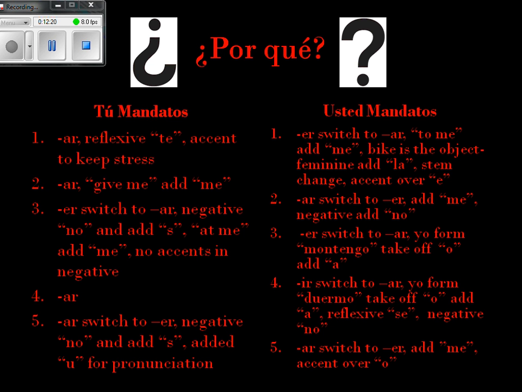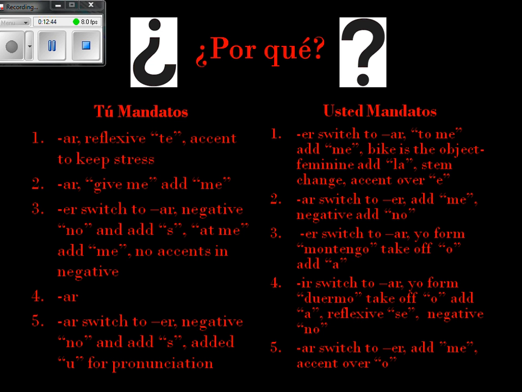For the usted mandatos, first is an ER switch to AR. It's to me, so you add the me at the end. The bike is the object, and it's feminine, so you add the la. There's a stem change, and the accent is over the e. The next is an AR switch to ER. You add the me because it's negative, add no.